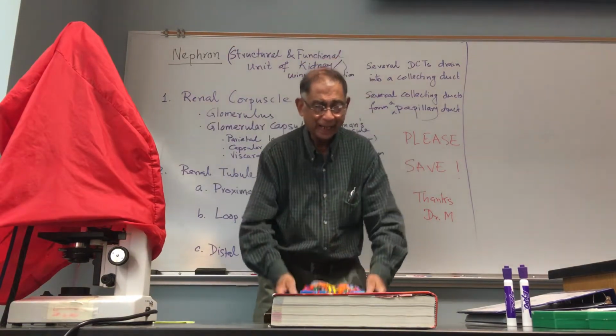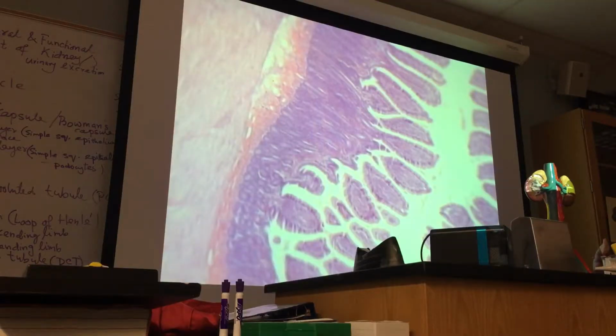Good. So, what are these structures? These finger-like projections? Yeah, they are villi. So, where do you find villi? Small intestine, of course. This is the lumen of the small intestine. These are the villi. These are the intestinal glands.